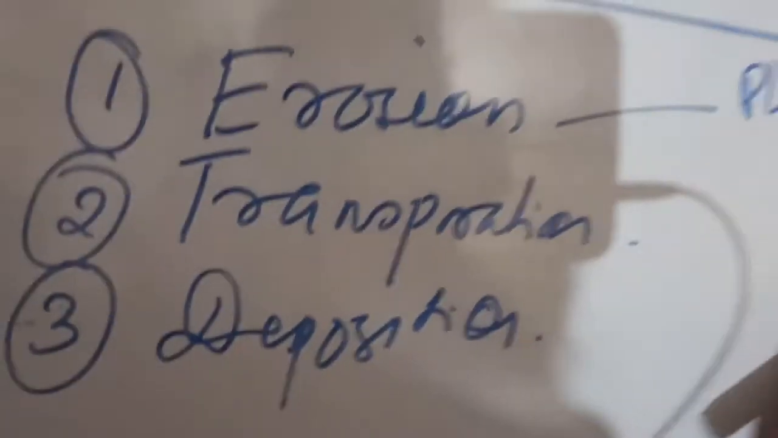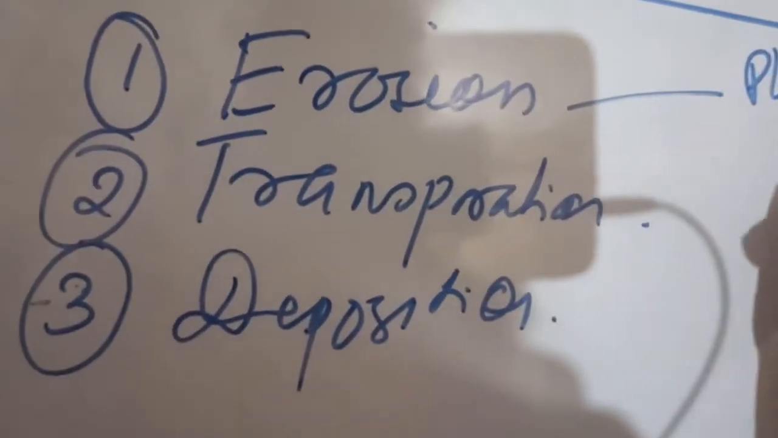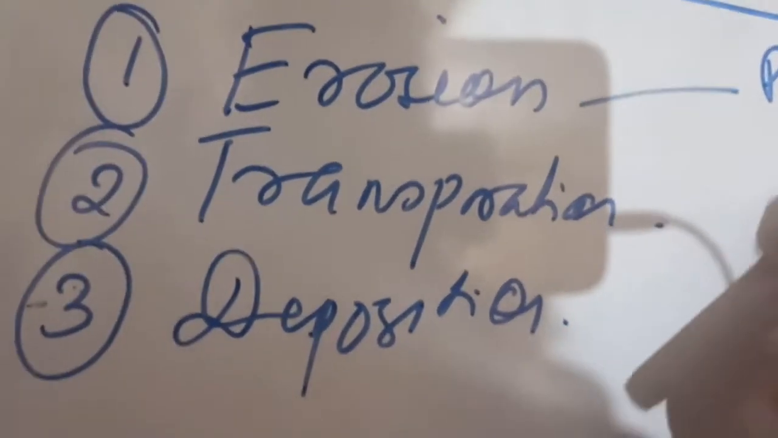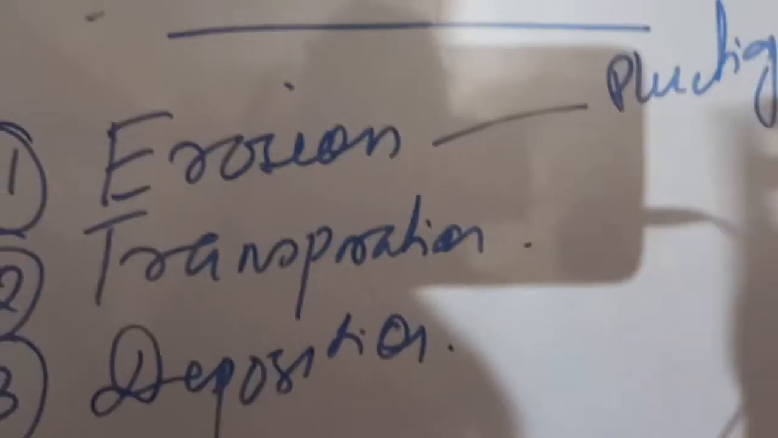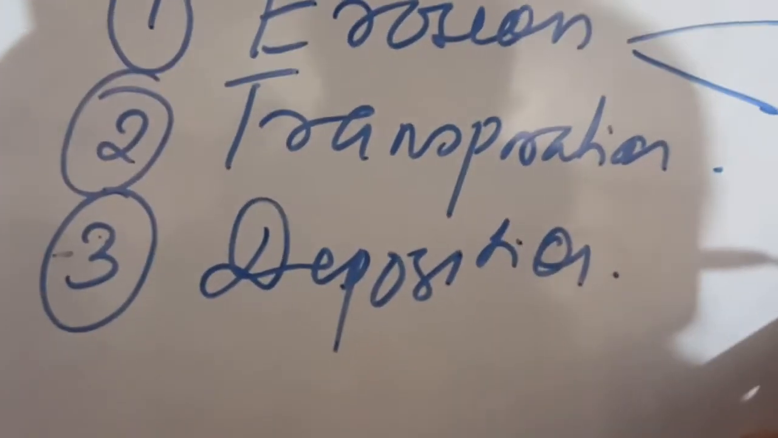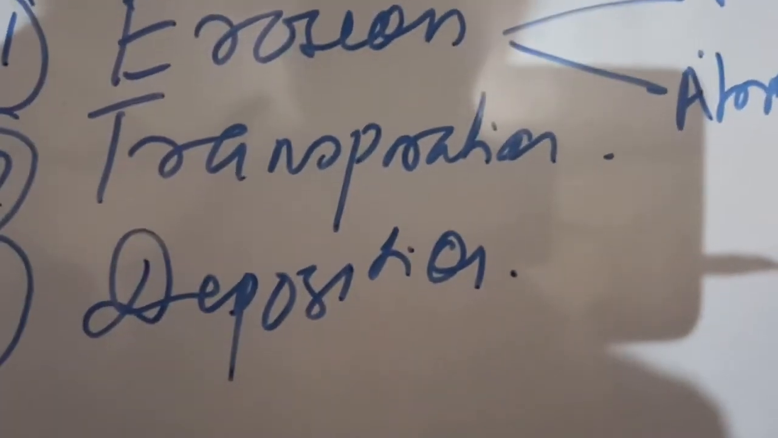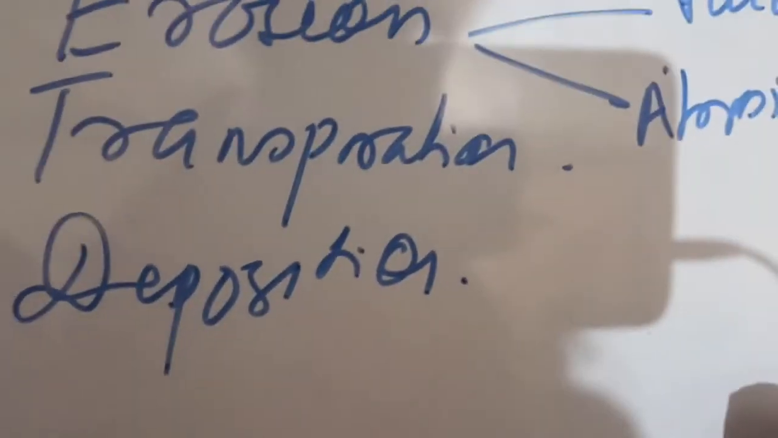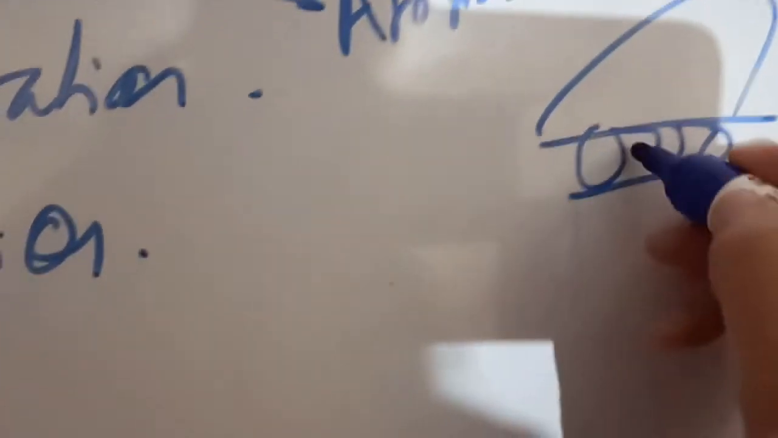What is plucking? Plucking is the process by which a glacier pushes or plucks up or tears down a block of rock which lies at the base of the glacier. For example, this is the glacier, this is the base of the glacier. By the process of plucking, the glacier breaks or plucks up the rock. The next process of erosion is abrasion. What is abrasion? Abrasion is the wearing down of the rocks that lie beneath the glacier. If a rock is lying beneath the glacier, by the process of abrasion the glacier is going to wear down this piece of rock.